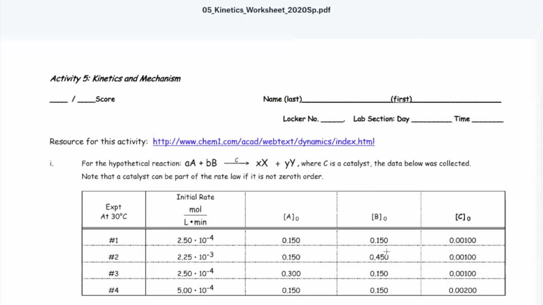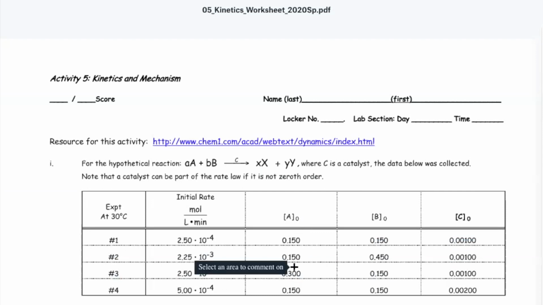So if we take the first and the third, you see that the concentration of B does not change. It's 0.15 in both, and the concentration of C does not change. It's 0.001 in both. So we select that. Now this rate change, 2.5 times 10 to the minus 4 and 2.5 times 10 to the minus 4, that is independent of B and C because those are constant. You can already see that the rate doesn't change. It's too easy. Rate doesn't change even though you double your A.